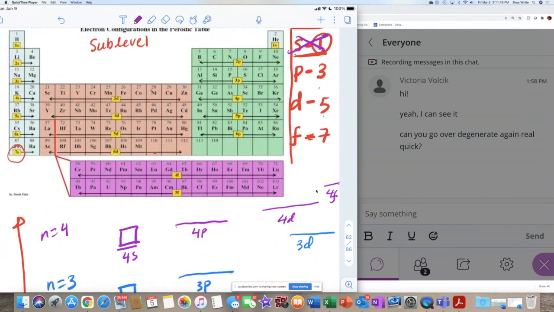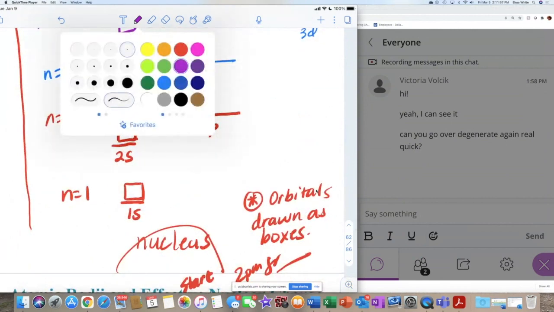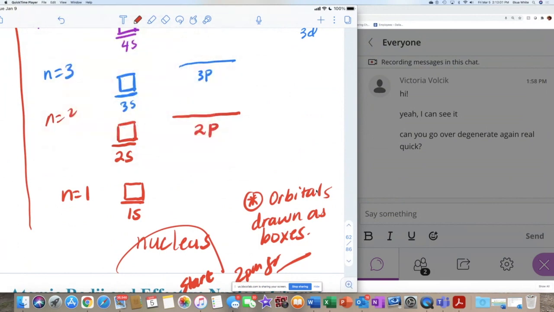I'm now going to be moving to the p's. The p's have got three orbitals in the p sublevel, regardless of the energy level. Okay, so I'm going to start with red, I guess. And that's when you have the whole degenerate, right?